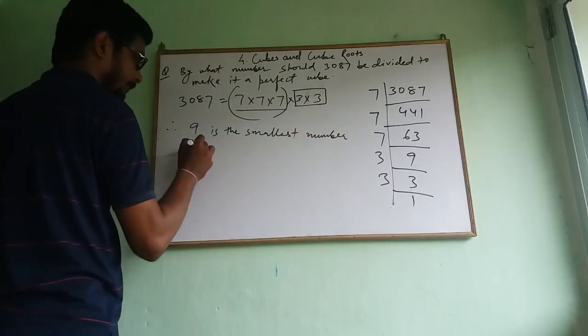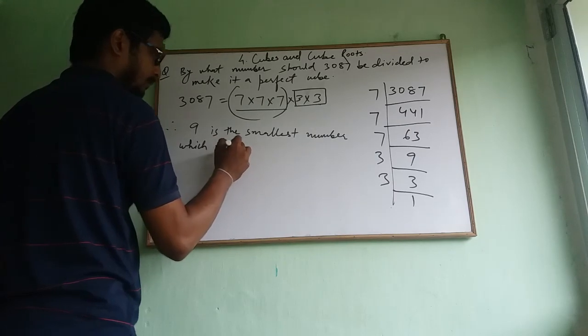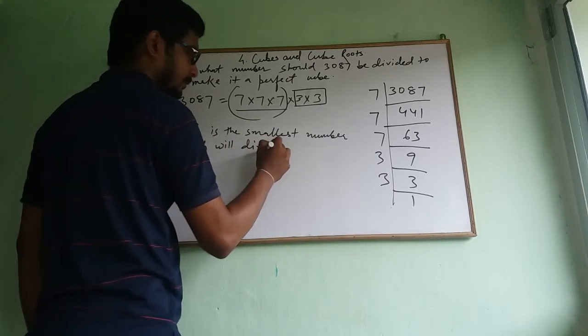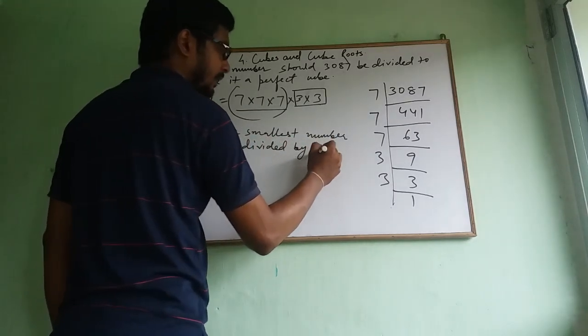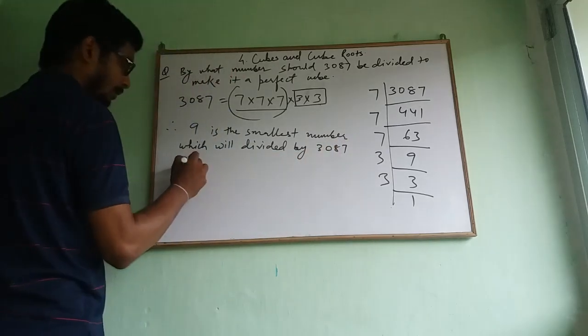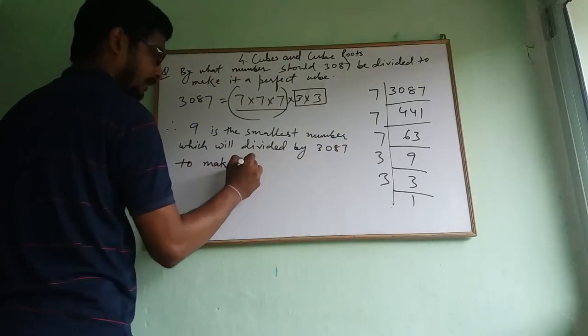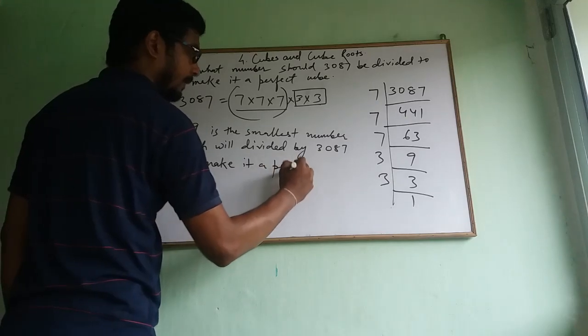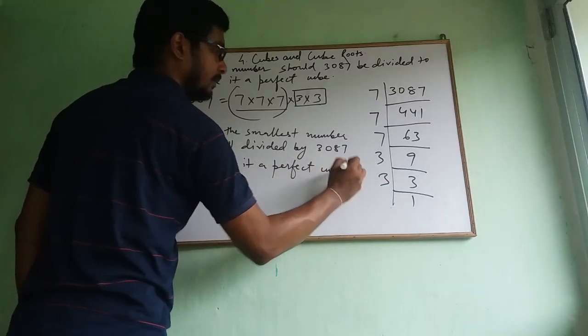by which 3087 must be divided to make it a perfect cube.